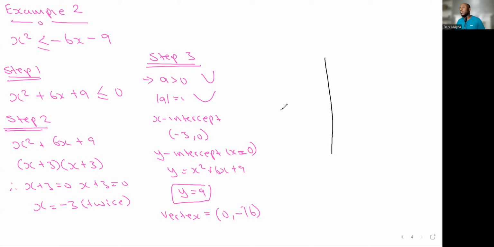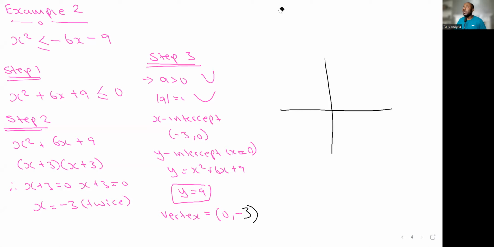Now when you want to sketch this graph, it's going to be something like this. No, this can't give you 16. This is 3. Sorry, I beg your pardon. The vertex for this is going to be minus 3, not 16. So that means the vertex and the x-intercept are exactly the same thing, at minus 3 and 0.